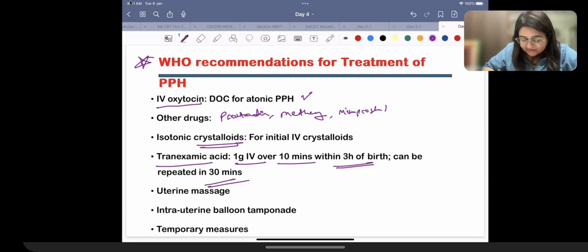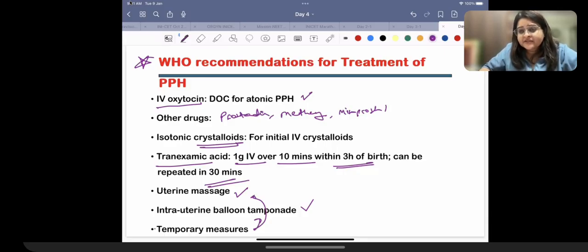Then mechanical methods are uterine massage, intrauterine balloon tamponade. But remember, these are temporary methods. Okay? If these fail, then you go to surgical methods. Apart from this, you should know the PPH bundles, the first response bundle and the response to refractory PPH bundle.